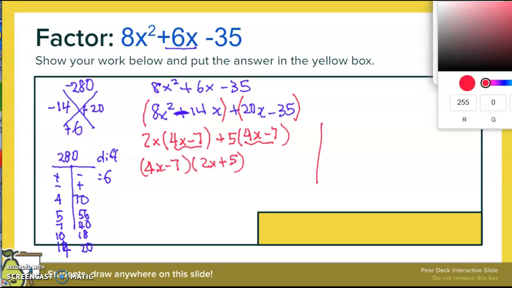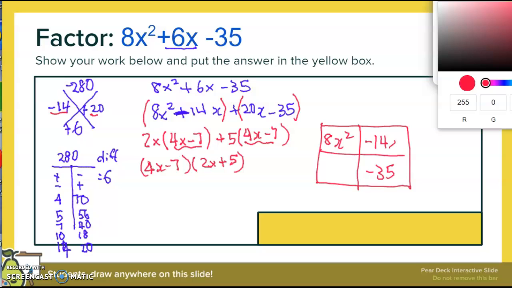Of course, if you're doing the area model, then you put the 8x squared here, and then minus 35 here, and then the solution to your diamond goes into each of the boxes, negative 14x and positive 20x, and then you look for your factors. Okay, and then you should get 2x plus 5 here.